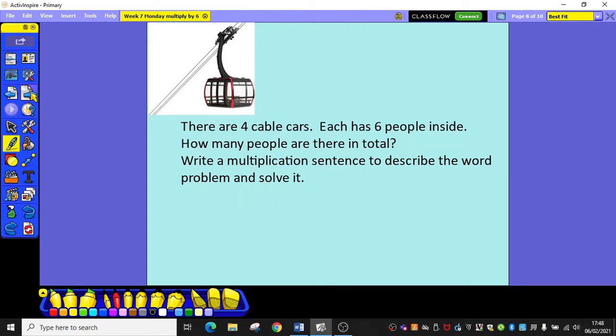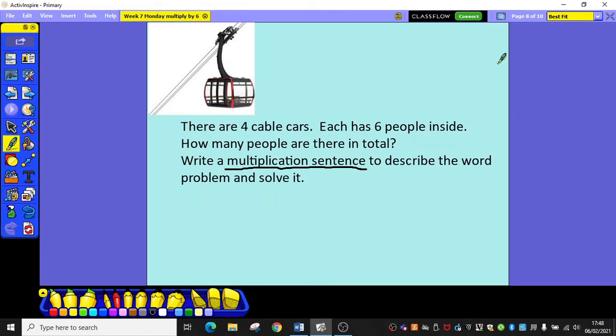Now, something you looked at in the Sapphire Challenge was this, the multiplication sentence. So before bronze and silver start their work, let's just have a quick look at this problem. There are 4 cable cars. Each has 6 people inside. How many people are there in total? Already, people have got there with their answer, which is fantastic. But there'll be more difficult answers than this.